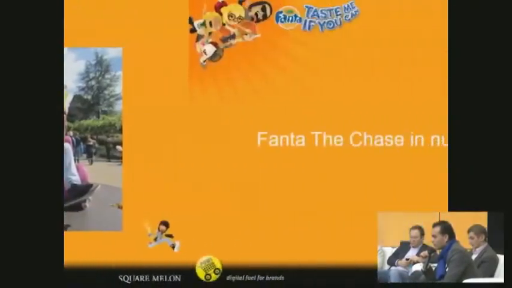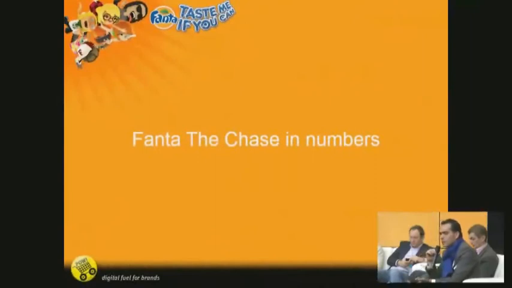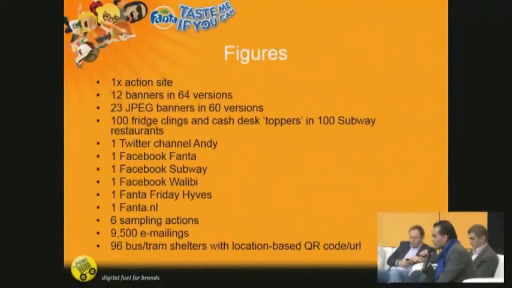Everyone was happy. But what I really want to take you to is some of the case numbers, because that's what we all care about. In short, the figures of this campaign: it was an action site. It was 12 banners in 64 versions. We had a Twitter channel, a Facebook Fanta. We had Facebook on Subway. We had Facebook Walibi. We had Fanta Friday Hyves. We had Fanta NL sampling actions. We had the emailings that we did, and we had a mobile app that we created.